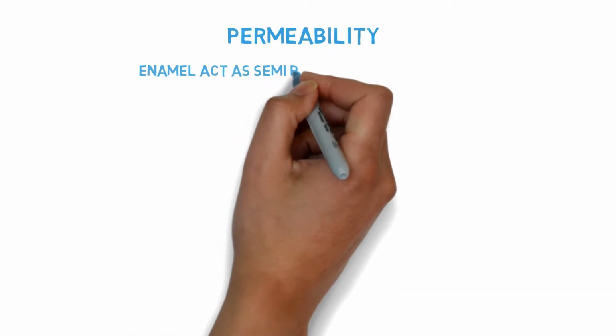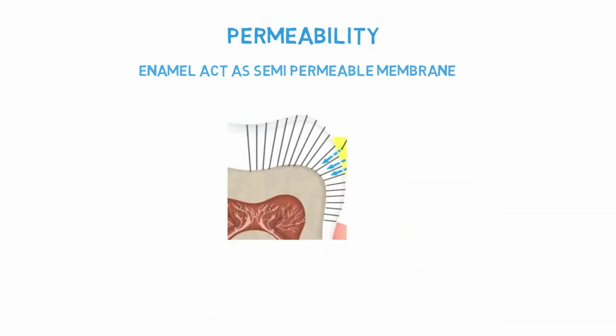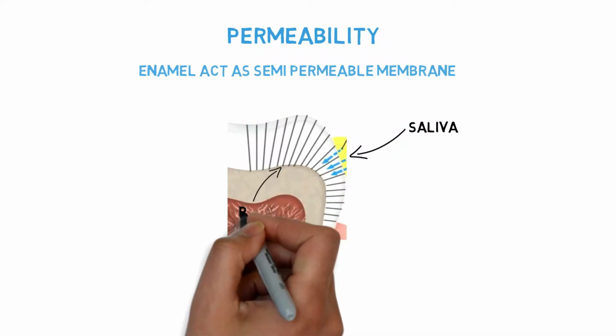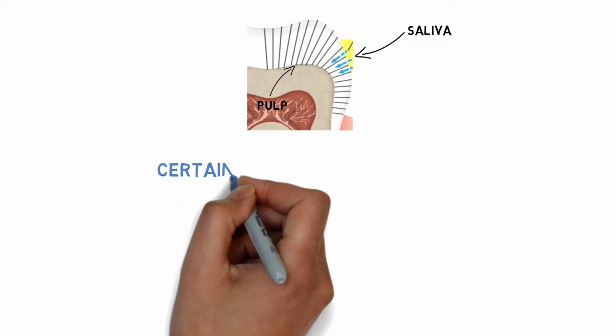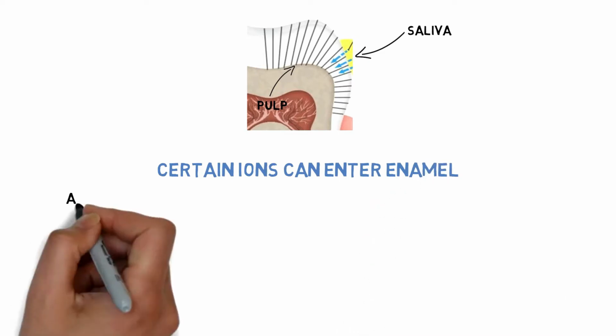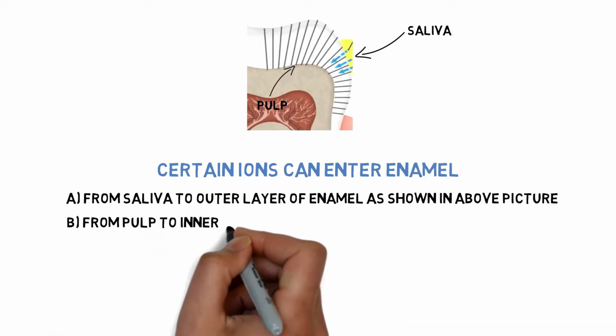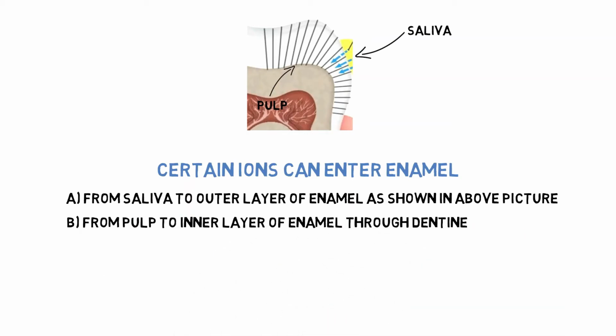Permeability. Enamel acts as a semi-permeable membrane. It allows entry of certain ions from saliva to the outer layer of enamel, and from the pulp to the inner layer of enamel through the dentine.